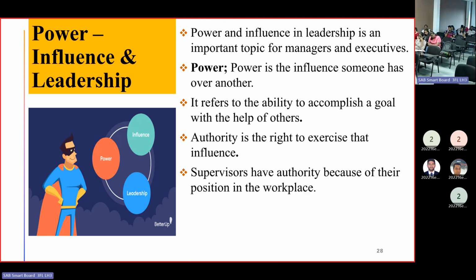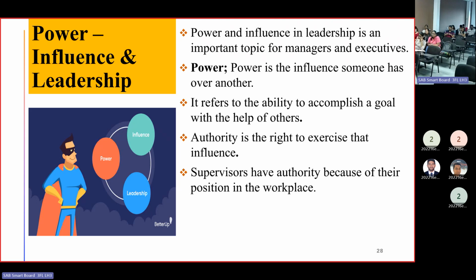Supervisors have authority because of their position. If you take a garment factory, you get a supervisor and operators. Or if you take an audit firm, you get an audit senior, audit supervisor, then you get a manager, like that. And you have an audit trainee or article trainee. Supervisors have authority because of their position in the workplace. They are at the higher level.